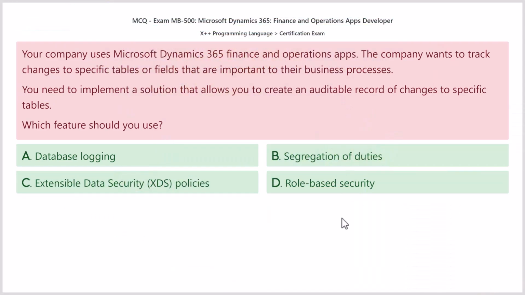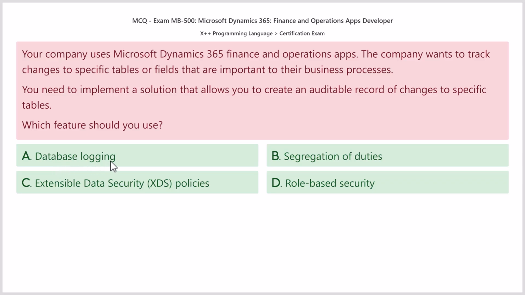In this video, we'll discuss another question. As you can see, our question is here. Your company uses the Microsoft Dynamics 365 Finance and Operations application. The company wants to track changes to specific tables or fields that are important to their business processes. You need to implement a solution that allows you to create an auditable record of changes to a specific table. Which feature should you use?